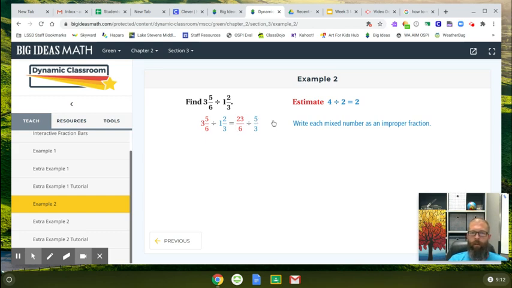So now we have our new problem here, and we're going to multiply by the reciprocal of 5/3. So we flip and multiply here. We flip 5/3, it becomes 3/5, and we change this to multiplication.